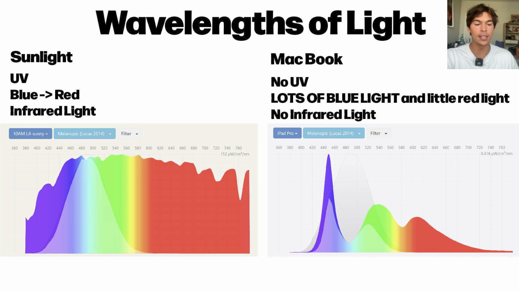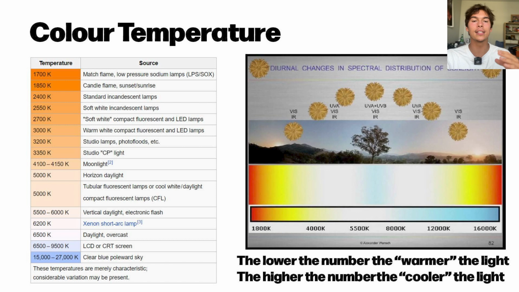You can see that the sunlight has UV light, it has blue balanced by red and infrared light. The MacBook has zero UV light, so you're not getting those UV benefits. It has a huge spike in blue light and little or no infrared light to balance it out. So when we're exposed to only this MacBook spectrum of light, we're getting that blue light damage that we talked about earlier.